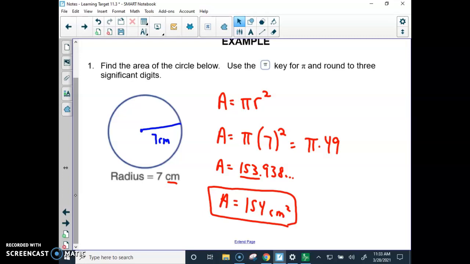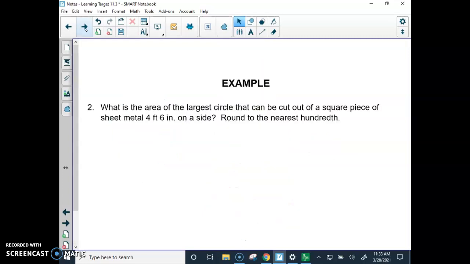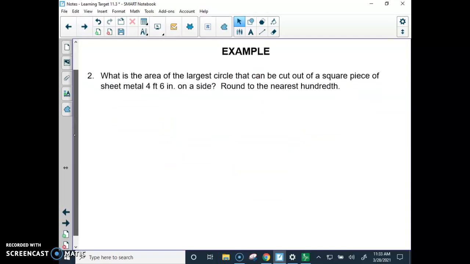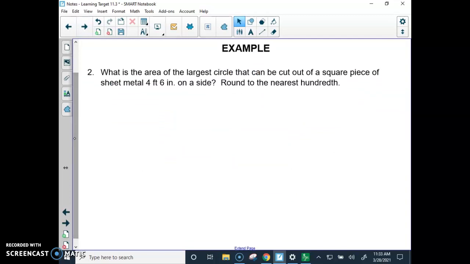But let's try one that's an application. So if you take a look here, ladies and gentlemen, it says, what is the area of the largest circle that can be cut out of a square piece of sheet metal that's 4 feet 6 inches on a side? Round your answer to the nearest hundredth. For a problem like this, it might be best just to draw a picture.